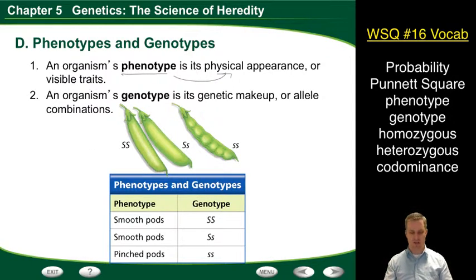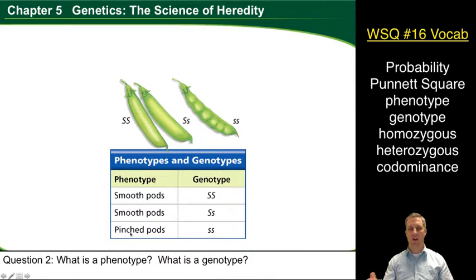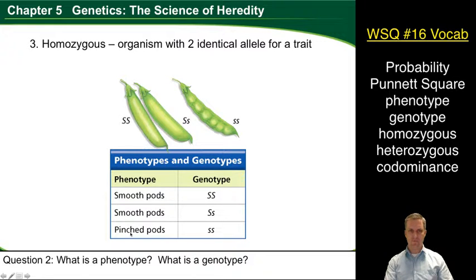It's the allele combinations. So in the case of this example below, we have smooth pods here, big S, big S, or big S, little s. And then we have dimpled, pinched pods, those are little s, little s. These combinations, little s, big S, big S, little s, those are the genotype. The phenotype is what we actually see expressed, the smooth pods or the pinched pods. Phenotype is what we can see, its physical appearance. Genotype is the allele combinations that are happening in organisms.